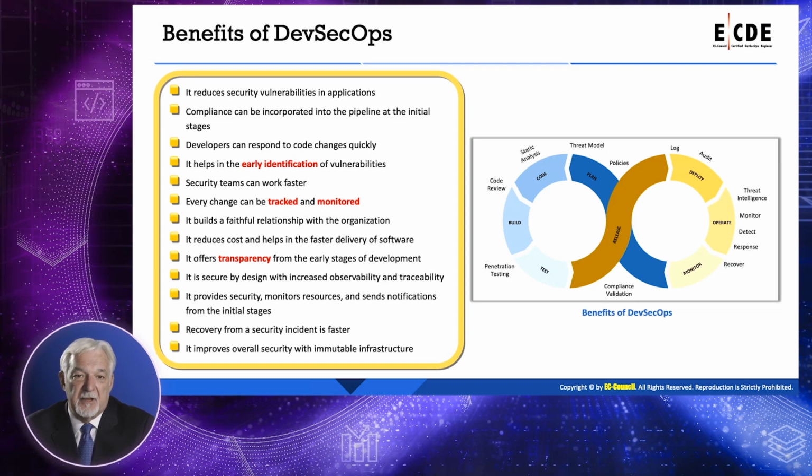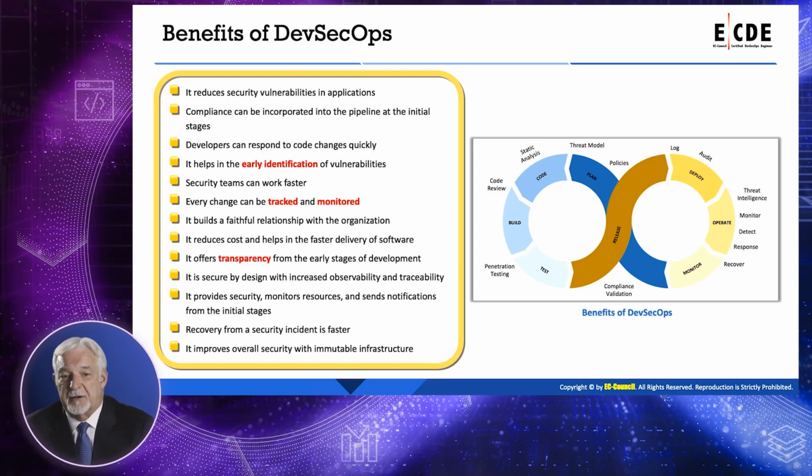DevSecOps helps in the early identification of vulnerabilities and allows the security teams to work faster towards taking care of issues within the environment. With a properly implemented DevSecOps, every change can be tracked and monitored so that you have that record of what happened. It builds a faithful relationship within the organization between security and operations and development. It reduces cost and helps in a faster delivery of software, certainly.